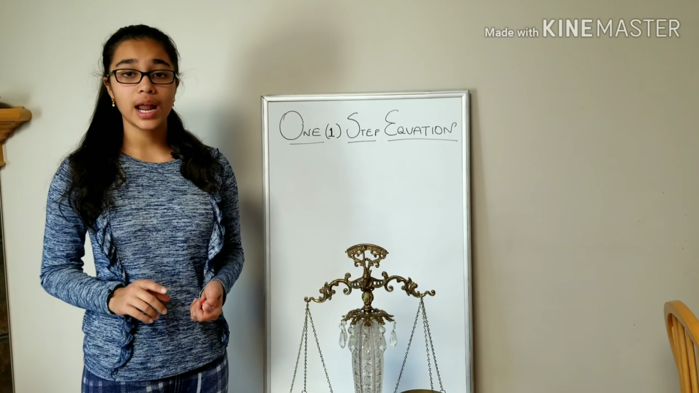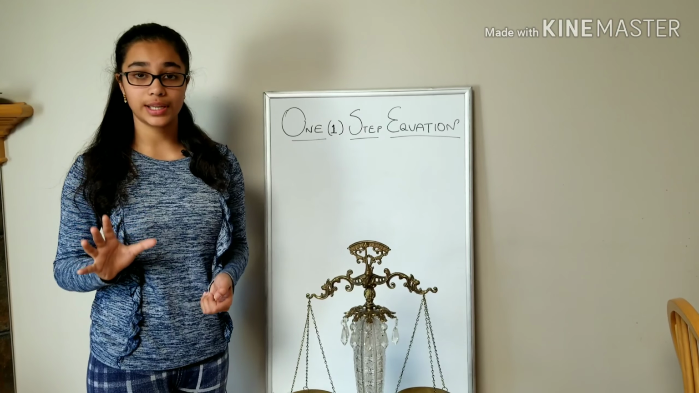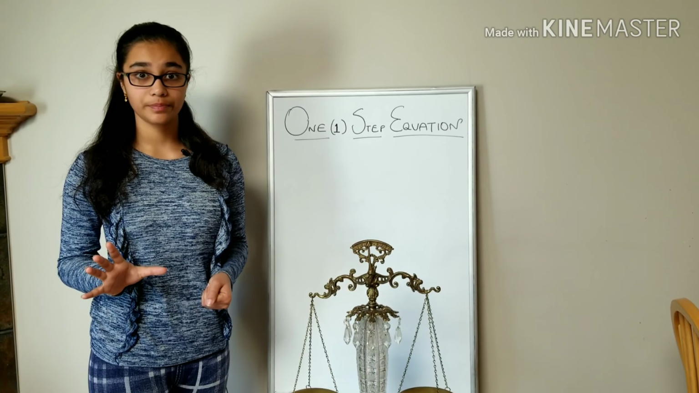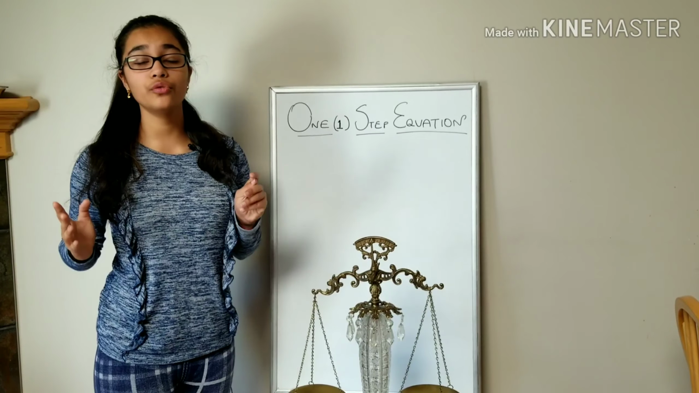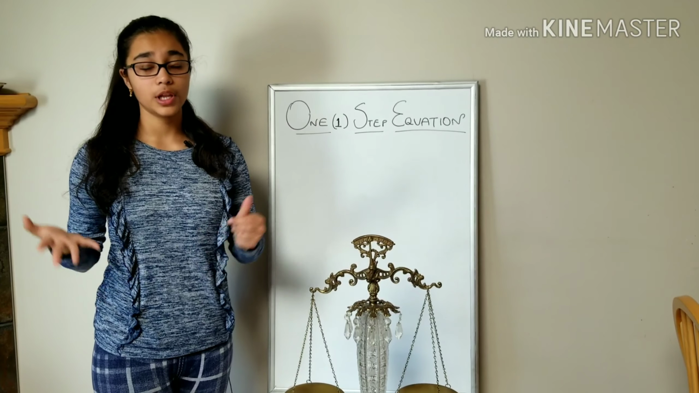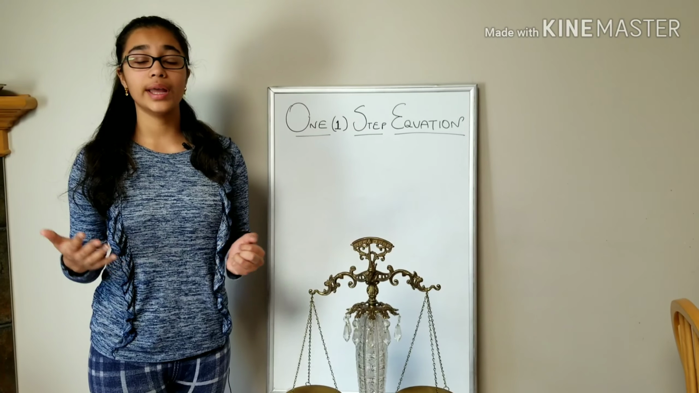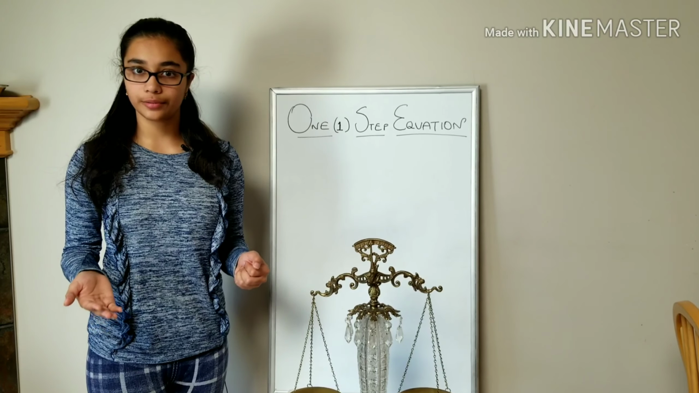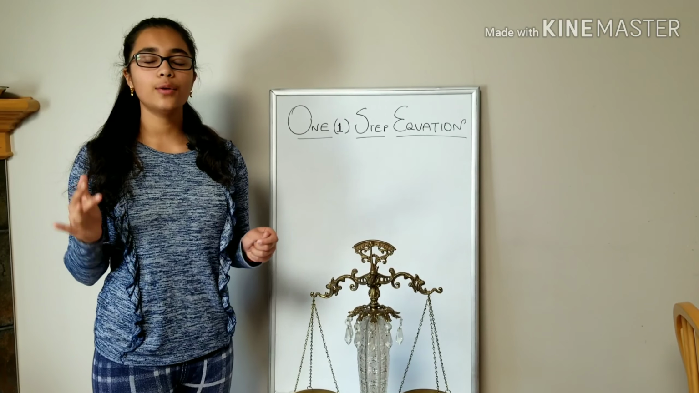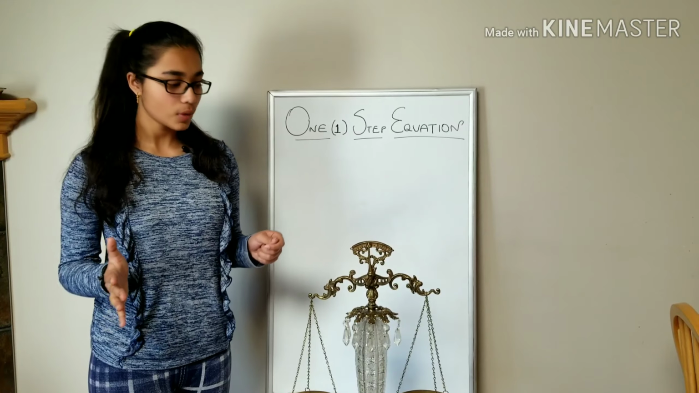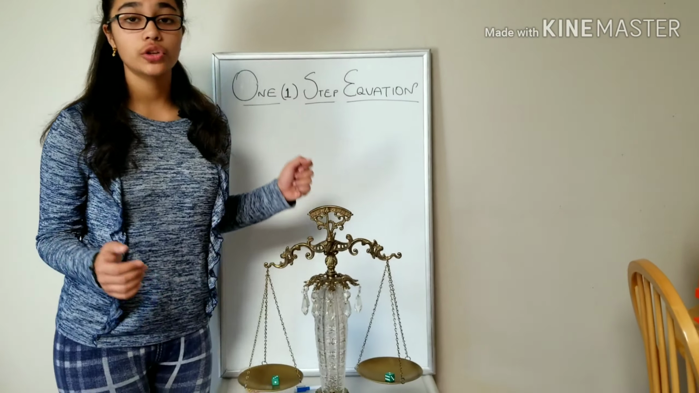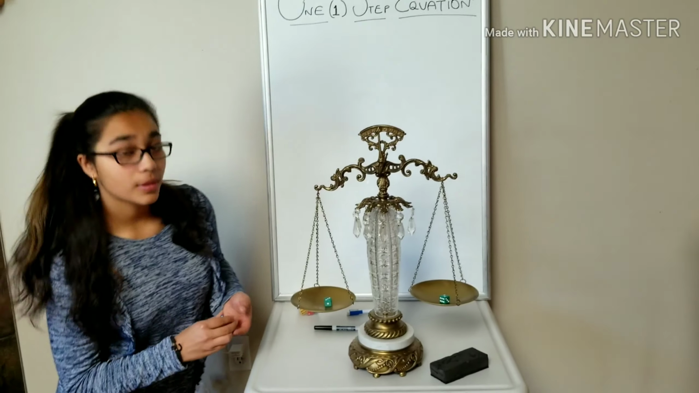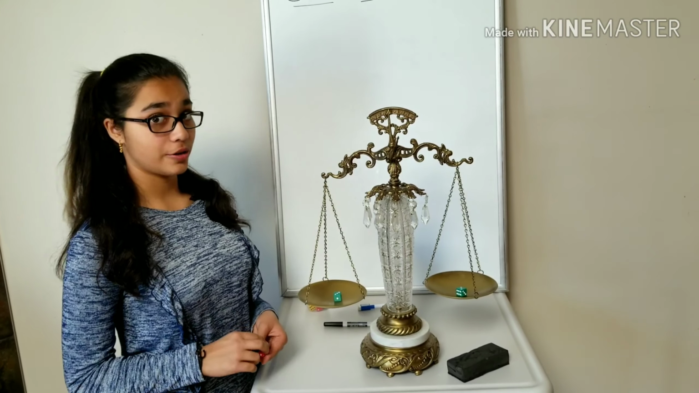But before we start, I want to tell you guys the key understanding of one-step equations. You have to rearrange the equation so that the unknown value is isolated, so it's alone. That way it's easier for you to solve the equation. Now, an equation is like a balance scale. Whatever is on this side should be equal to what is on this side, so that we know that the answer is correct.